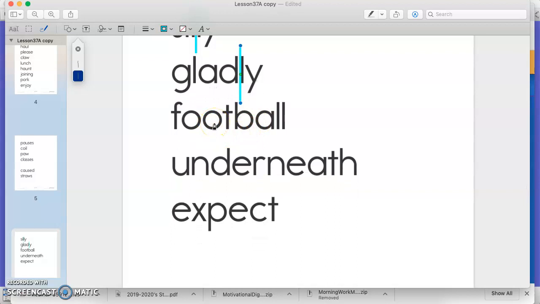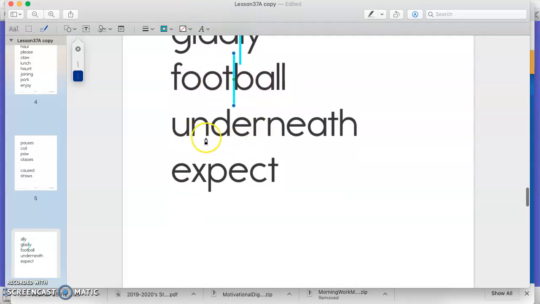Next word is football. Snap it. Football. It's a compound word, so I would split it between my two words, foot and ball, but also it's a vowel, consonant, consonant, vowel pattern.